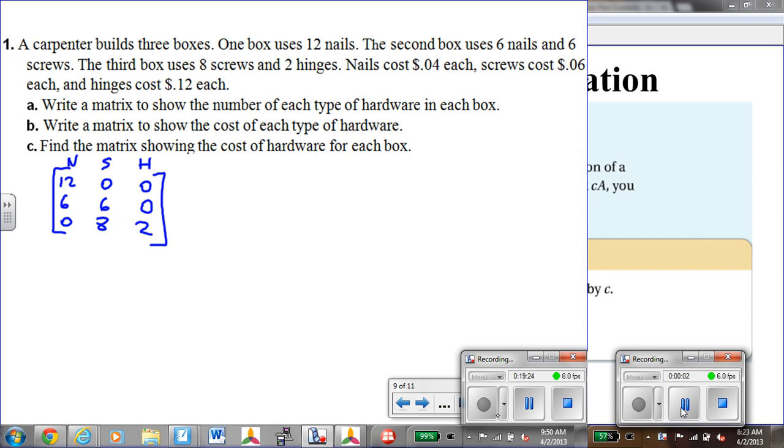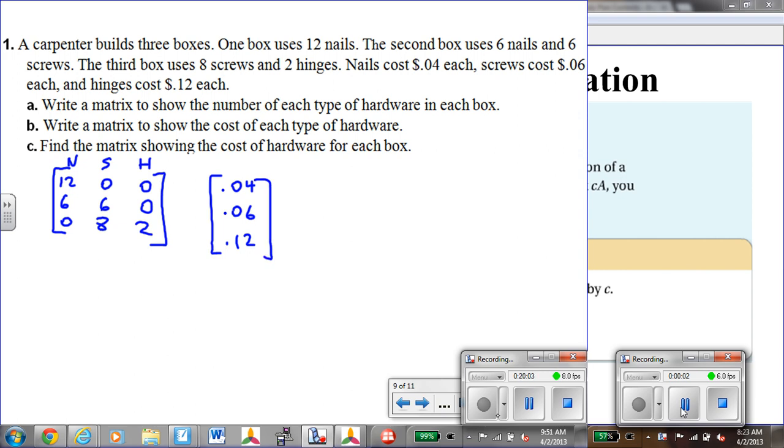Okay? And so the next thing that they want us to do, because they want us to show the number of each type of hardware in each box, that's this one right here. Everybody good? So A, we've done. B says, write a matrix to show the cost of each type of hardware. You want to do a 3 by 1? Okay. So how much does it cost for nails? 4 cents, like this. How about the screws? 0 cents. And then how about 12 cents.